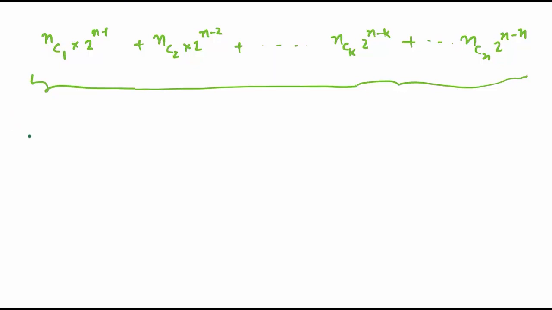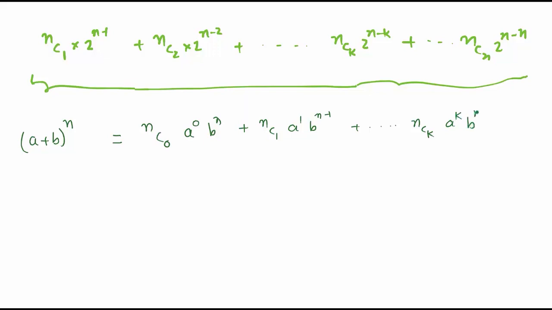Let me remind you that for (a plus b) power n, we have the formula: nC0 a power 0 b power n, plus nC1 a power 1 b power n minus 1, plus nCk a power k b power n minus k, plus nCn a power n b power 0, right? This is the formula that we already have.